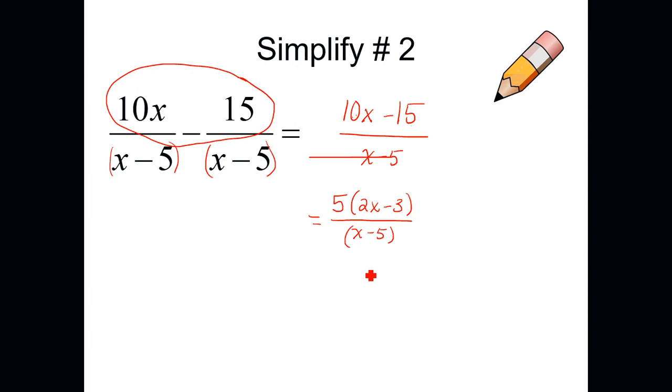Now can I cancel anything out? No, right? This is x minus 5. They are joined by subtraction. I can't cancel this 5 with that one, okay? I want to make sure that I cancel the whole factor or nothing at all.